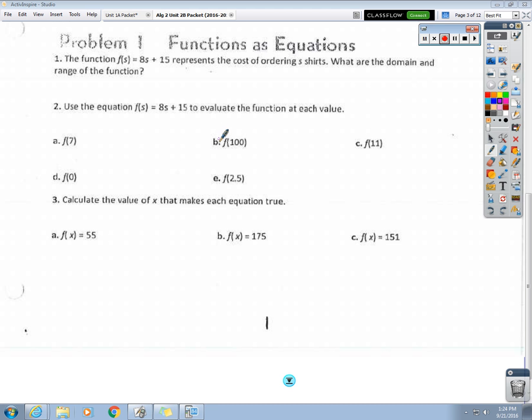Use the equation f of s equals 8s plus 15 to evaluate the function at each value. Okay, so A says f of 7. 7 has replaced what letter? S. So that means in the equation, you're going to replace that s with a 7. And then you just evaluate it. 8 times 7 is 56. 56 plus 15 is 71.